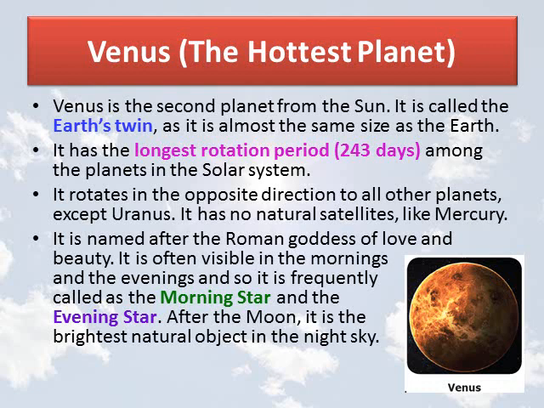It rotates in the opposite direction, like Uranus, to the other planets, and it does not have any natural satellite. It is named after the Roman goddess of love and beauty. It is called the morning star and evening star. It is the brightest natural object after the moon in the night sky.